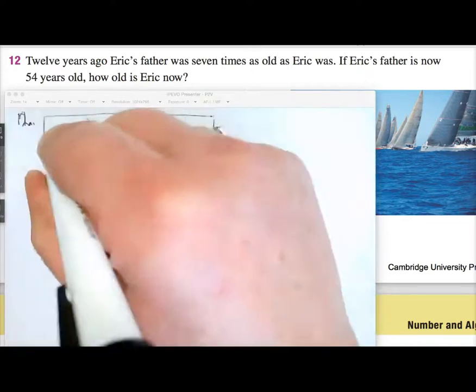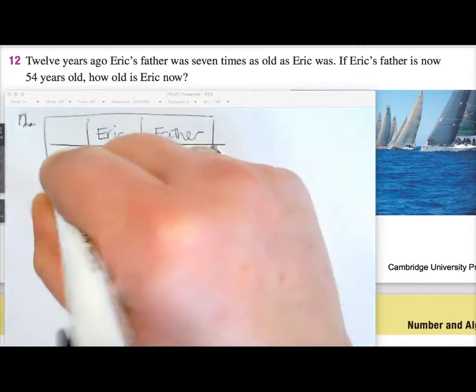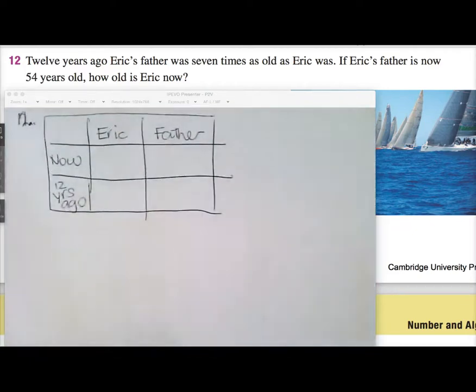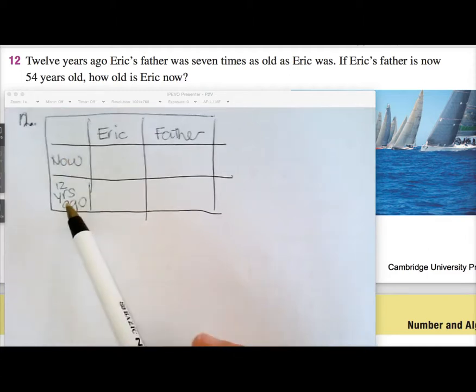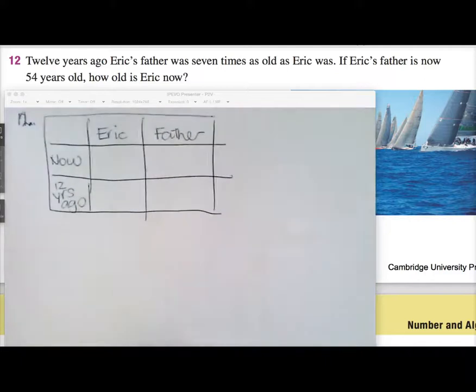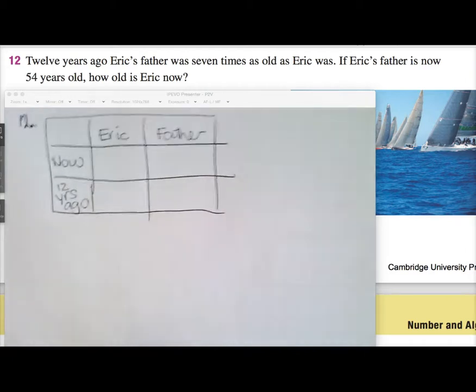You should put time now, and 12 years ago. That's how you set up your table. So we've got the times down the side. We've got now, we've got 12 years ago, we've got Eric, and we've got the father. And we just have to fill in the 4 values in the table and set up an equation.